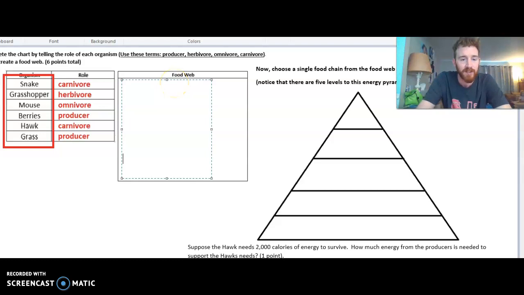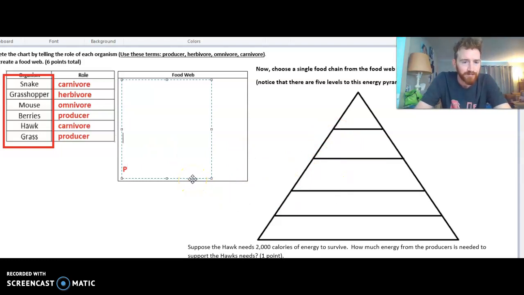Now, most of the time, what we're going to see is down here. Now, you're not going to put this on your paper. I'm just putting these letters on here to help you know, okay, the producers are going to go down here on the bottom, and that's probably a good place to put, again, the grass and the berries, and then from there, the energy goes up, which, again, we'll talk about over here on this energy pyramid.